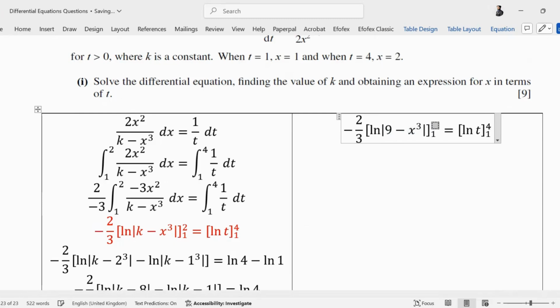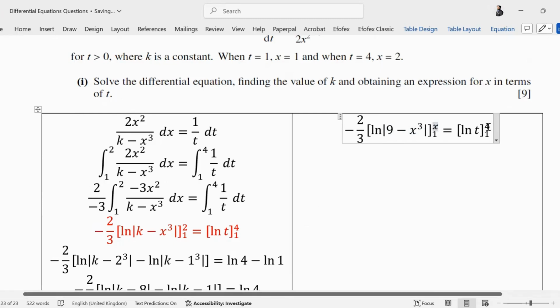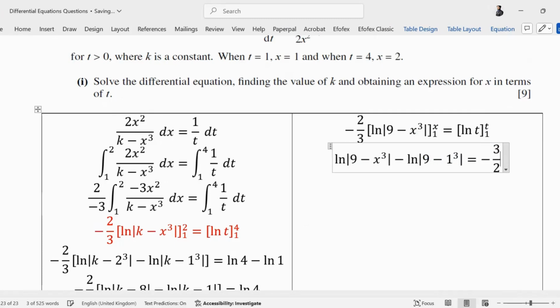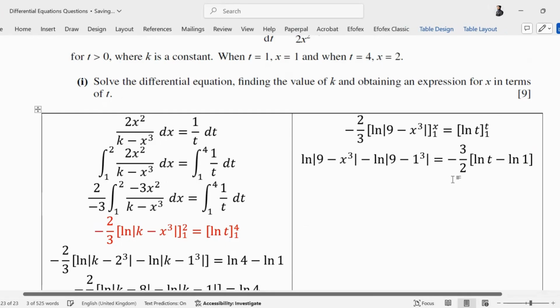The upper limit is x. Now when x is x, t is t. I'm using variable limits. I'll just take this minus 3 upon 2 on the other side because I need an expression for x in terms of t. So I'll write ln of (9 minus x) cube, upper limit is x, minus ln of (9 minus 1) cube is equal to minus 3 upon 2 (ln t minus ln 1). ln 1 we all know is 0.